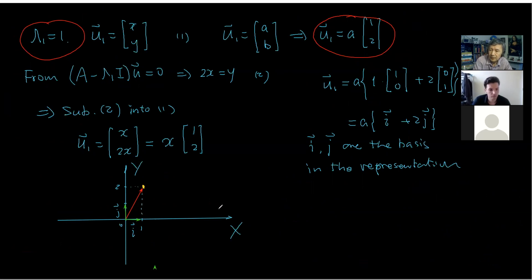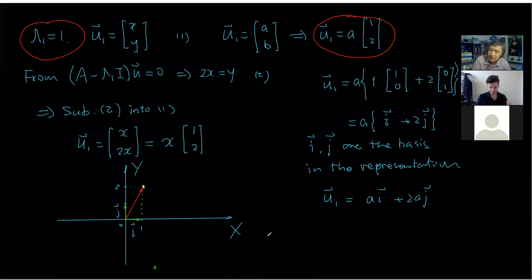Which noticeably is different from I and J, although it depends on I and J. So basically what that means is that the first eigenvector can be written as a combination, that is AI plus 2AJ. Okay, let's just review. I write this form just to review what we have learned before.